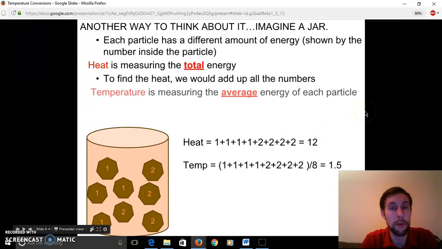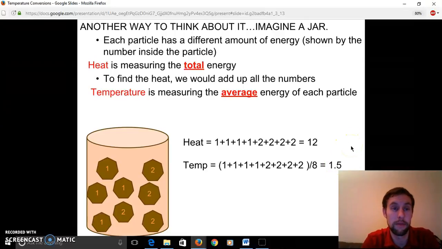Whereas with the temperature, we're measuring the average. So we add them all up, then divide by how many particles there are, which means we've only got a temperature of 1.5. Now we have no units on here because it's a very simplistic scenario, but the heat is way higher than the temperature is. That's almost always going to be the case, because you're summing them up versus averaging them. You have to divide for temperature. You don't for heat. It's just the total.